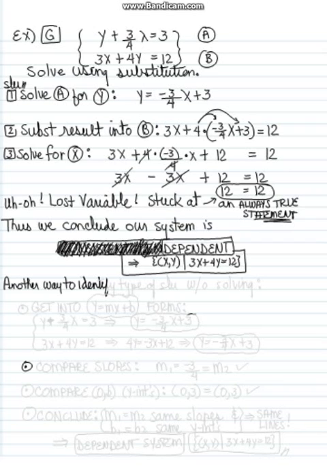But being dependent simply means that there are infinitely many solutions. Okay, so it's dependent because it has solutions. It's consistent because it has solutions, and it's dependent because it has infinitely many solutions.